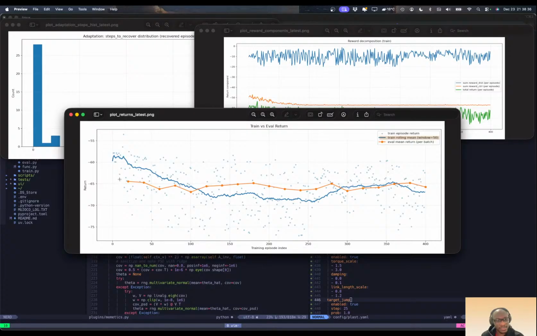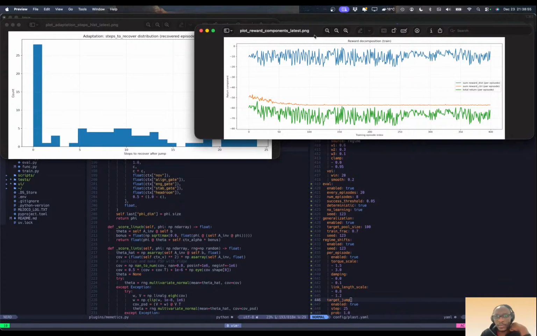Oh, sorry, this is minus 6.5. So minus 65 is where it stays, but we really want it to be zero. If it gets to zero, then we're talking good.